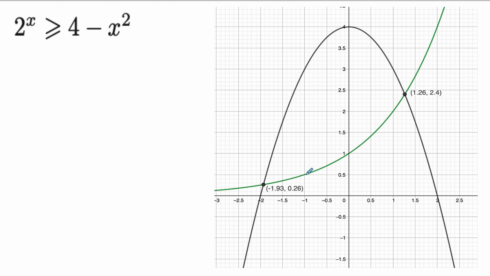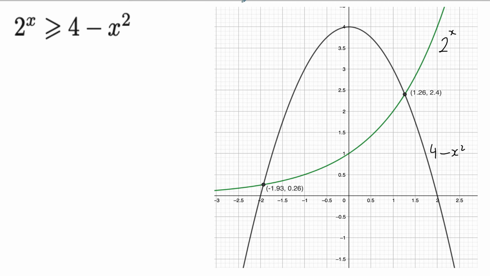And then for the last one, we have an exponential and a quadratic. So this is where I said, well, it's not easy to solve them using normal algebraic inequality. So you'll have to use the graph. So I've graphed the two functions. This is my 2^x, this is my quadratic. And I've pointed out the points of intersection already.